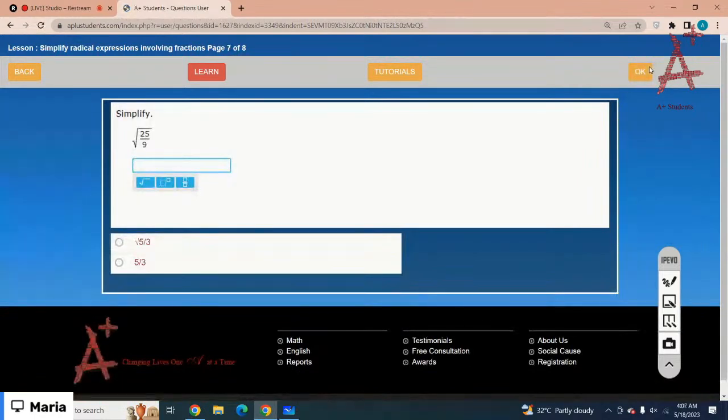Okay, the next one is simplify square root of 25 divided by 9. Which is the correct option? The square root of 25 is 5 and the square root of 9 is 3. So it would be 5 over 3. The correct option is the second one, 5 over 3.